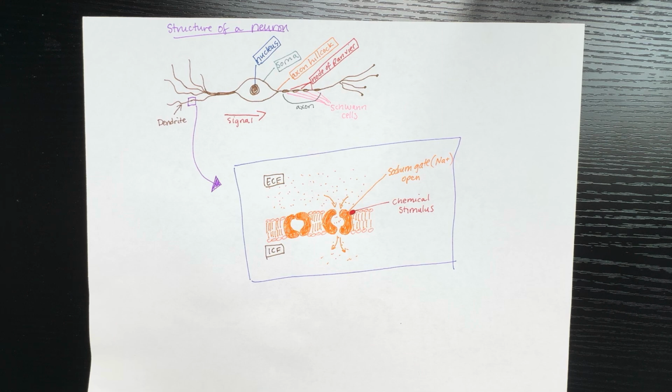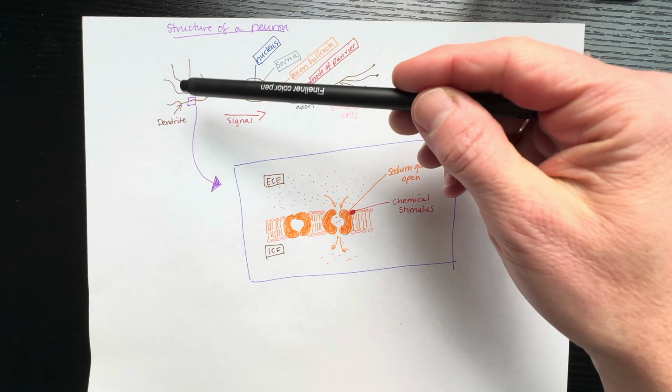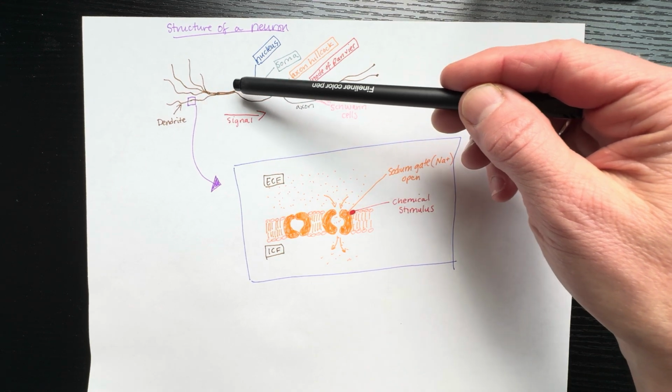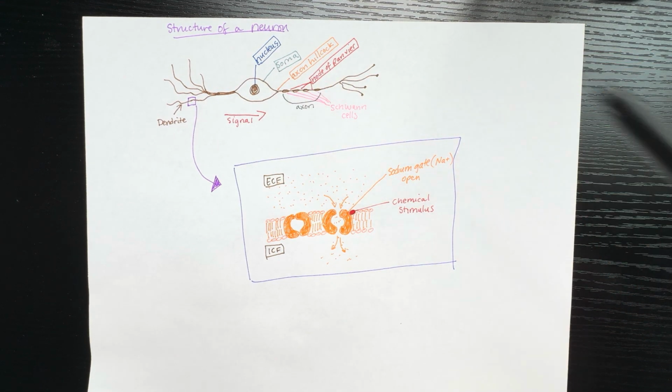Two, they're decremental, which means that the current gets weaker the farther away from the site of stimulation it gets. So the signal may be strong here, but as it gets further and further away, it gets weaker and weaker.